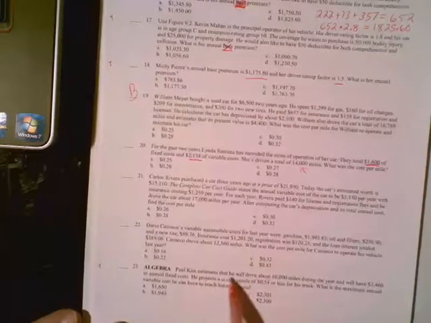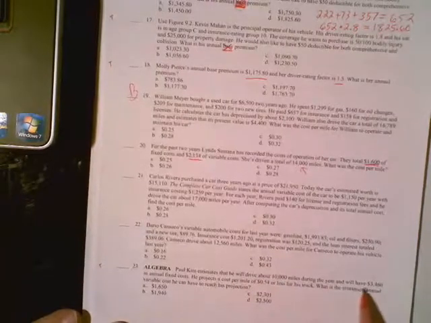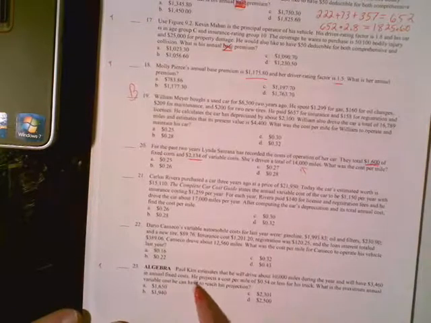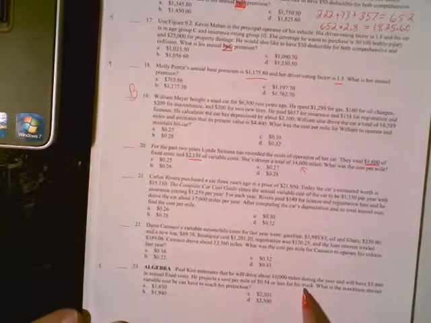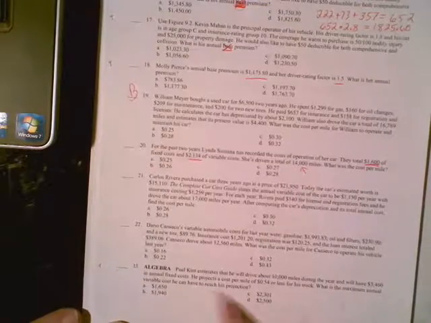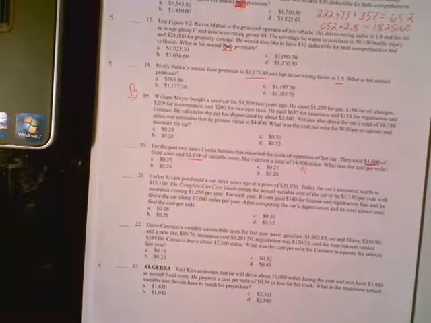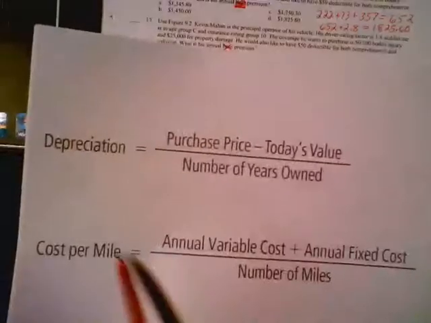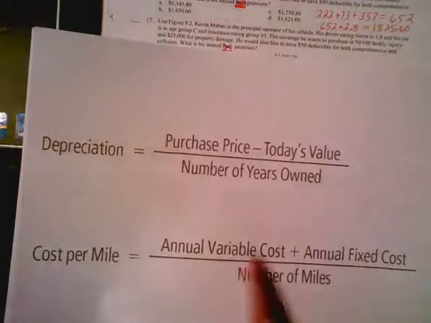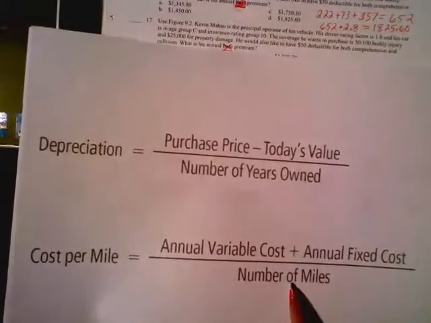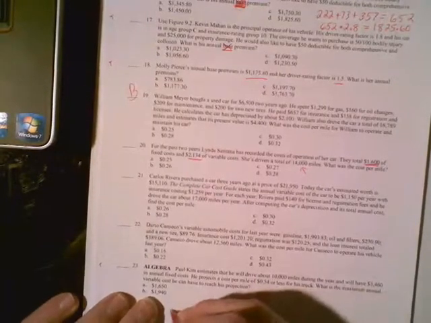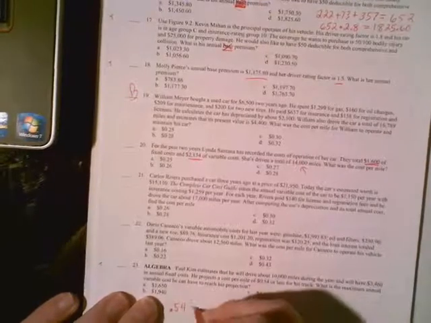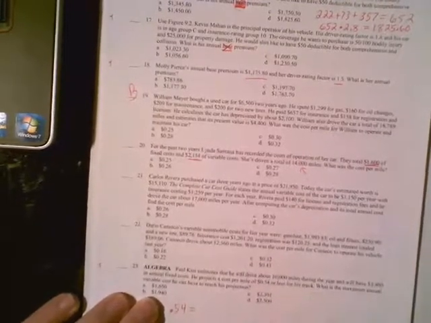Next one, Paul Kim estimates that he will drive his car 10,000 miles during the year and will have $3,460 in annual fixed cost. He projects that the cost per mile is 0.54 or less for his truck. What is the maximum annual variable cost? So all we're going to do on that is use this formula: cost per mile equals annual variable cost plus annual fixed cost divided by the number of miles. And I'm just going to plug in. He's saying that the cost per mile is 0.54, so we're just going to use that. It says or less, so we're going to use that.